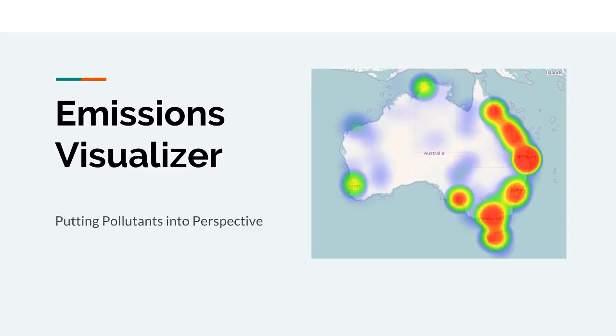We made a little thing called the emissions visualizer, putting the pollutants into perspective. Now we found this dataset called the NPI, National Pollutant Inventory dataset, and we found it very interesting, so we thought we'd give it a visualization because we couldn't find one online that worked well.